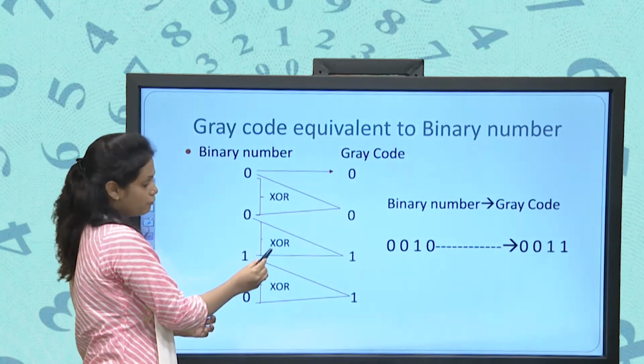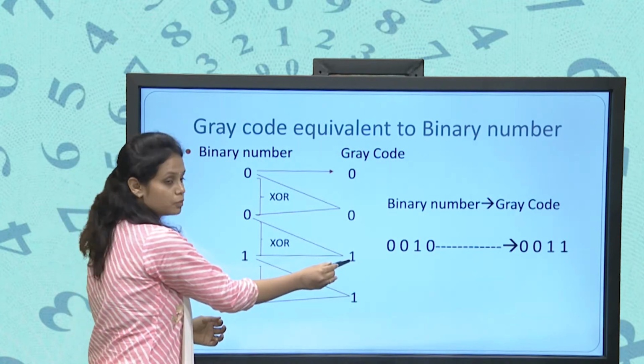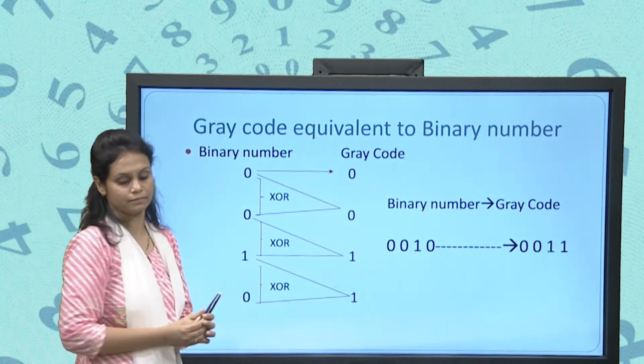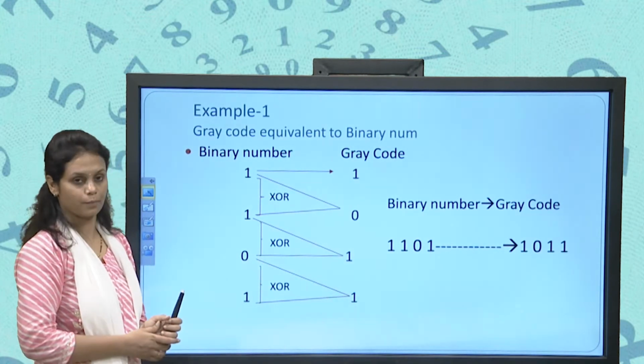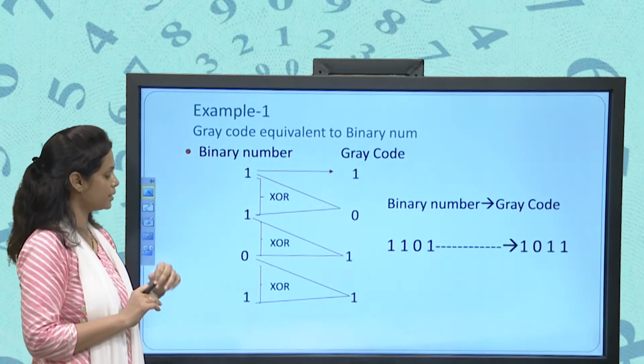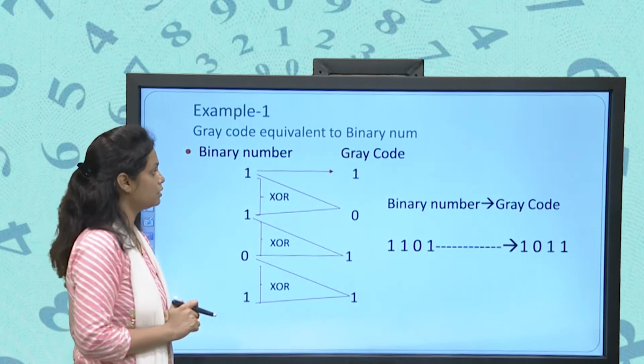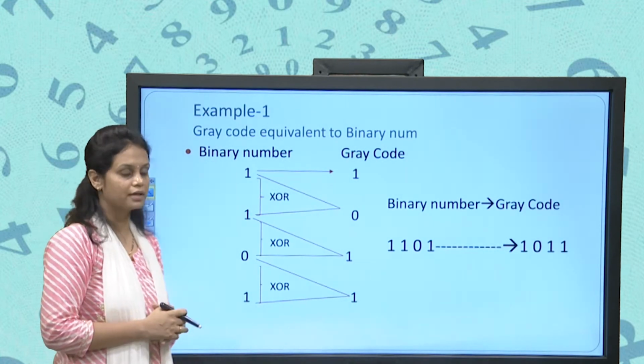Again 0 1. Will apply Xor operation. The output is 1. Again 1 0. Will apply Xor. The output is 1. Fine. We'll see some more example. Our binary number is 1101, and we want to convert this into the gray code.